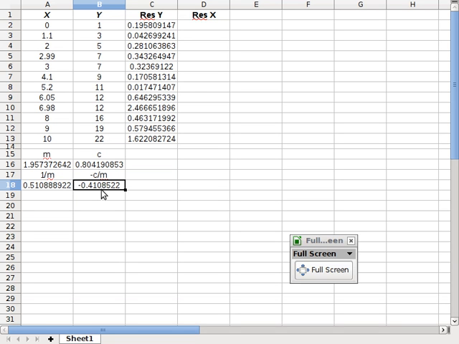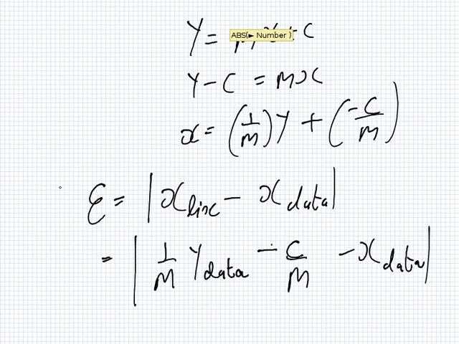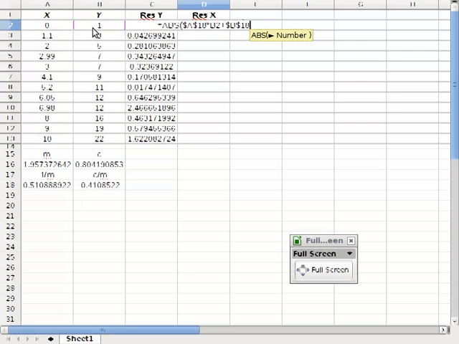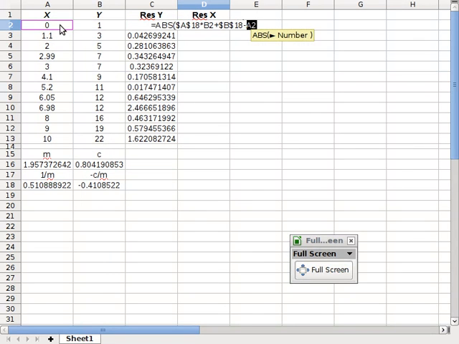Right. Continue. So here equals absolute $18 times, what did I say, x or y in my formula? I forget. Y this time, which is B2 plus $18 minus A2, and close.